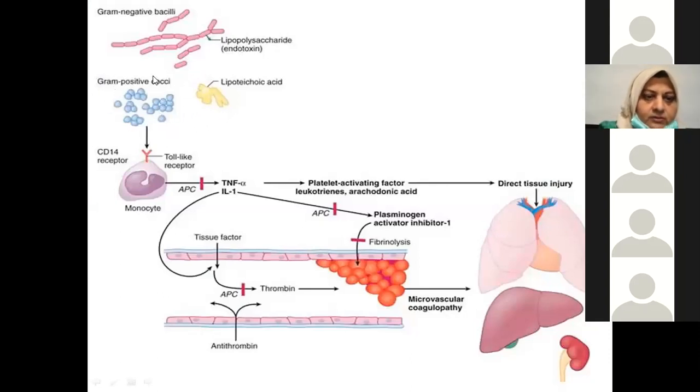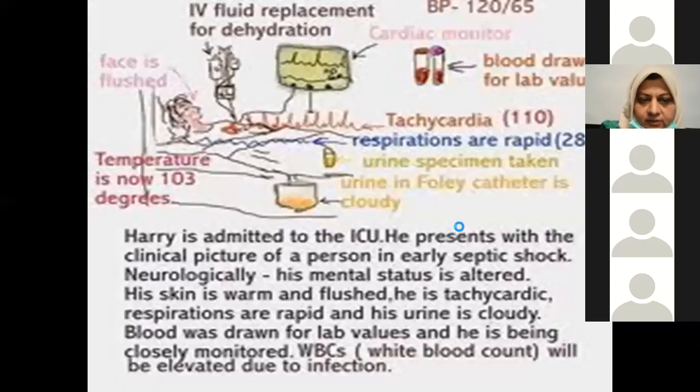And now gram-positive bacteria also have an element which is lipoteichoic acid. This teichoic acid also can exert effects like endotoxin. So these endotoxins are going to attach to the CD40 receptor on the macrophage, and it will increase the secretion of tumor necrosis factor and interleukin 1, and it will act on the blood vessels, causing intravascular coagulation and direct tissue injury, which is the effect of the endotoxin.